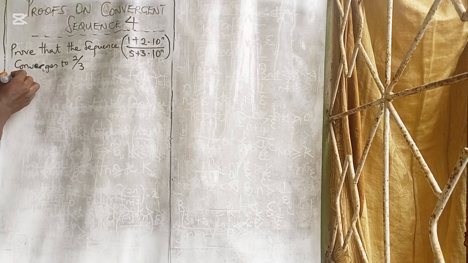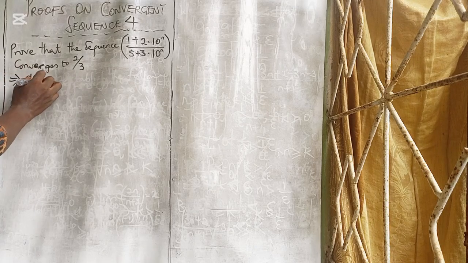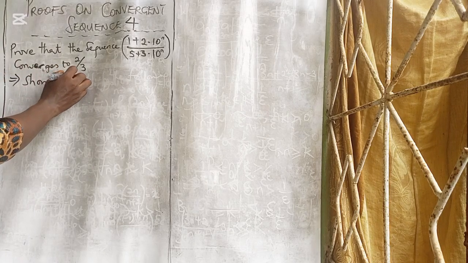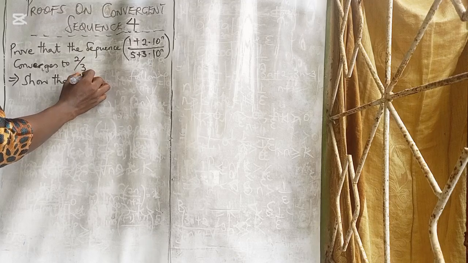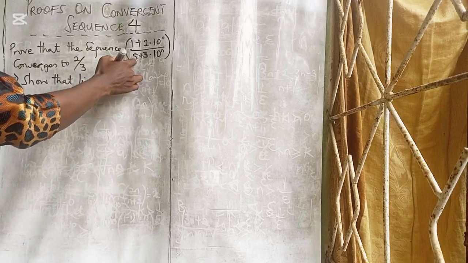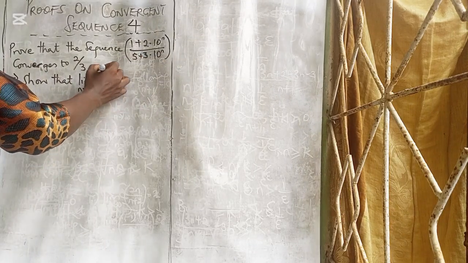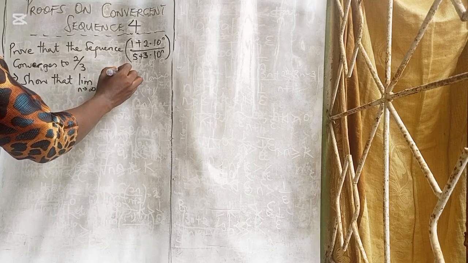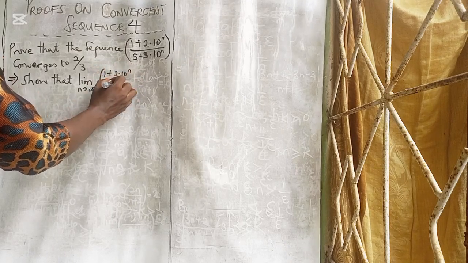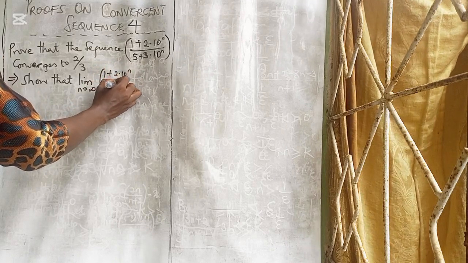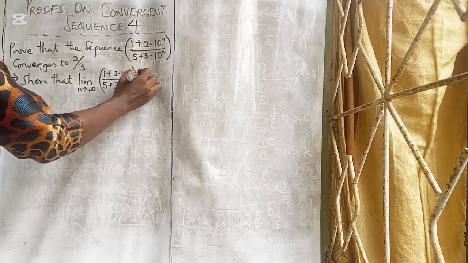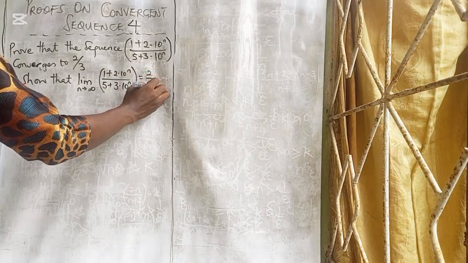That implies that we want to show that the limit as n tends to infinity of this sequence (1 + 2 × 10^n) / (5 + 3 × 10^n) is equal to 2/3.